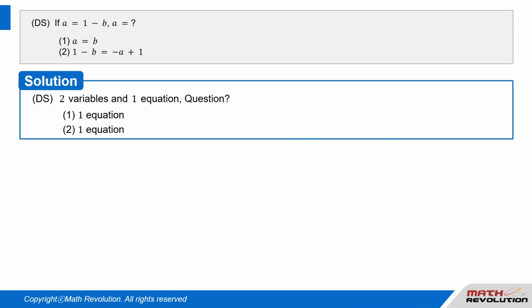DS. Two variables and one equation. Question. Condition 1, one equation. Condition 2, one equation. DS question with two variables and one equation. Let the original condition in a DS question contain two variables and one equation. Now, two variables and one equation would generally require one more equation to give us the value of the variables.